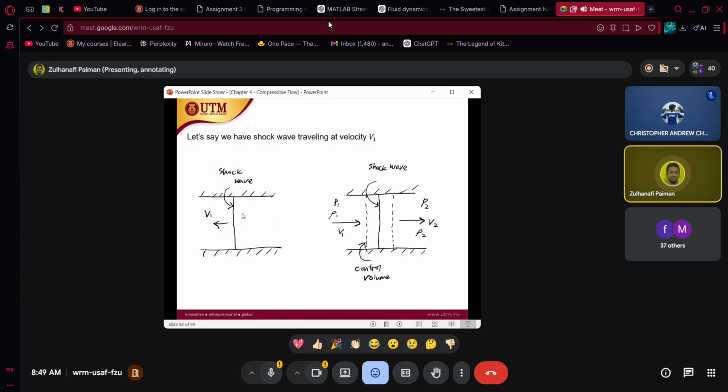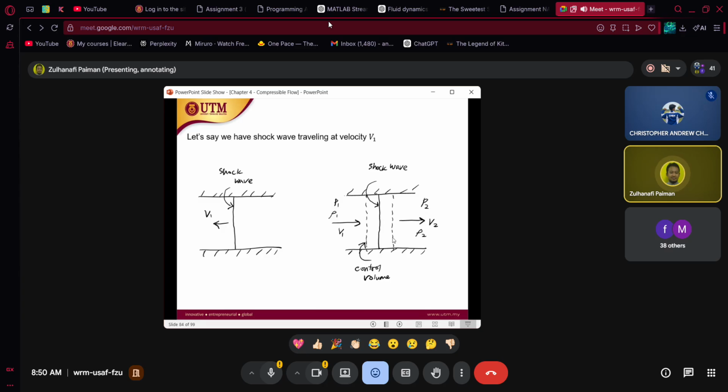So the left one is basically the shock wave moving at the velocity v1, and it's quite difficult for us to analyze. So let us put the shock wave in a fixed control volume, and let us hit the shock wave with a flow with a velocity v1, the same velocity. On the left side here, it is considered as upstream. This should be in the supersonic region, and after the shock wave will be the subsonic region, and this is the shock wave.